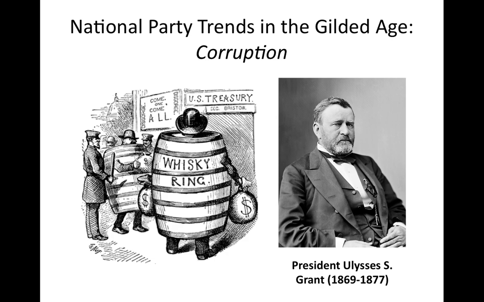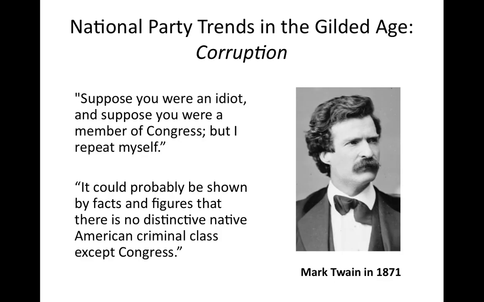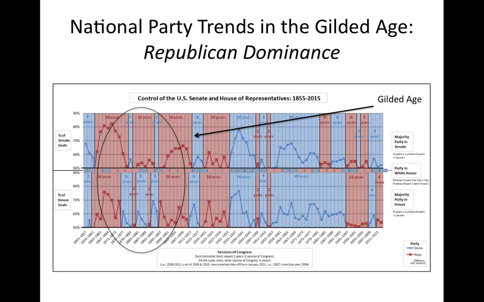And so all the way back from the Ulysses Grant presidency through the 1890s, the political parties in Congress and the presidency were very much considered to be full of corruption. So much so that in 1871, Mark Twain had the following couple of quotes. Check them out. So that's one big trend.